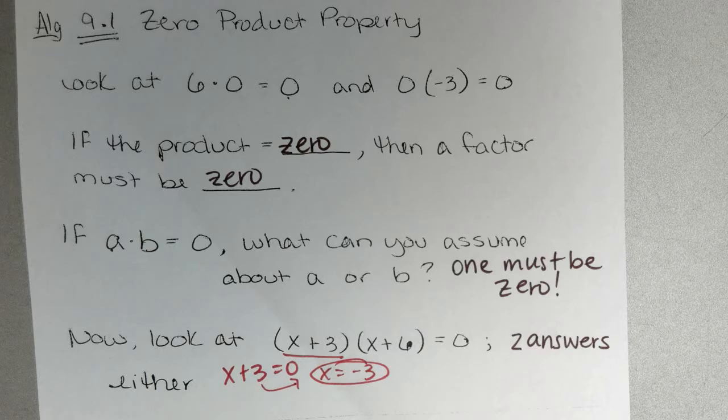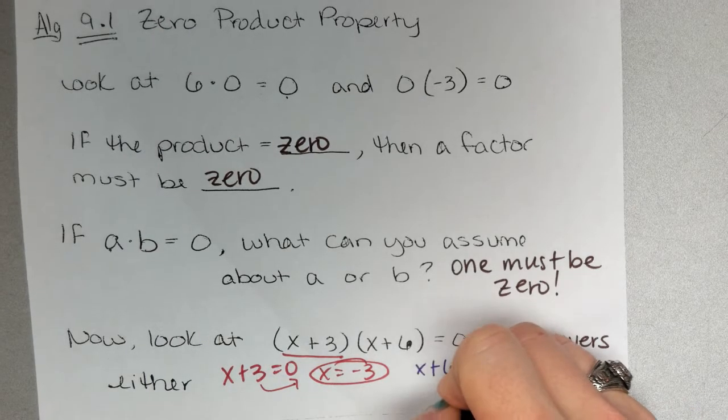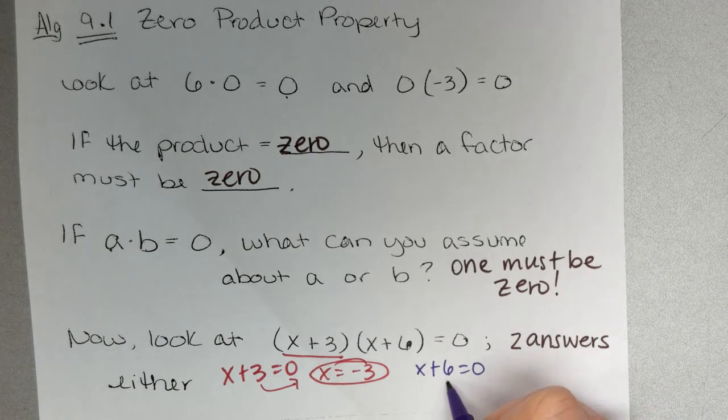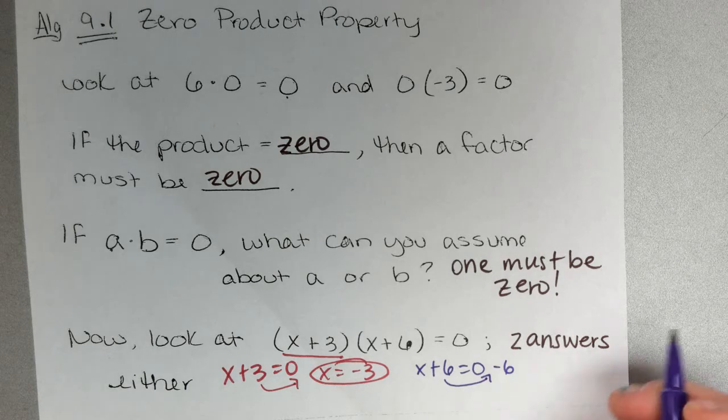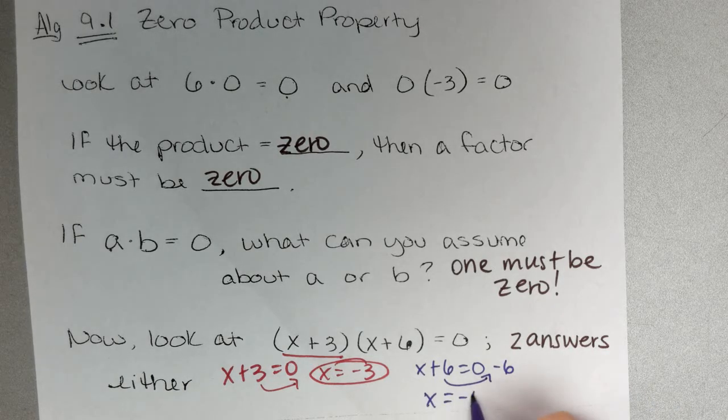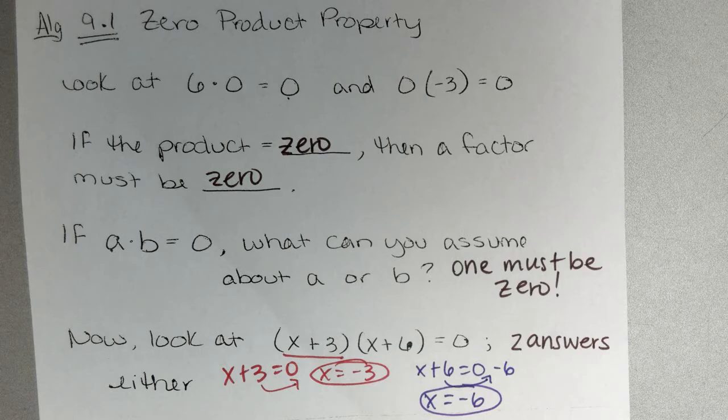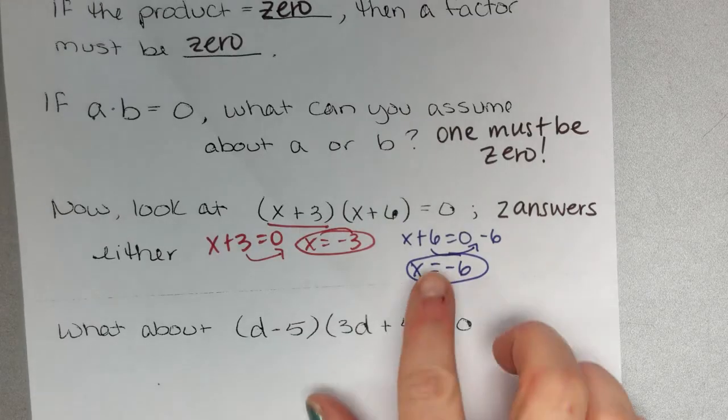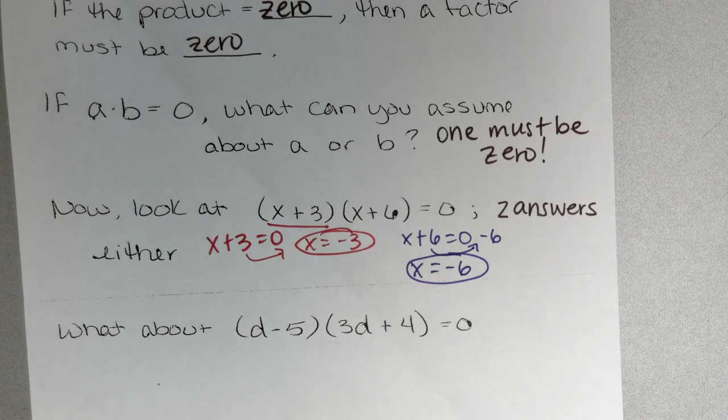We're going to do the other one now. x plus 6 equals 0. We set that equal to 0. And so when we move the 6 to the other side, we get negative 6. x equals negative 6. So those are your two answers: x equals negative 3 and x equals negative 6. Okay? That's all you do.